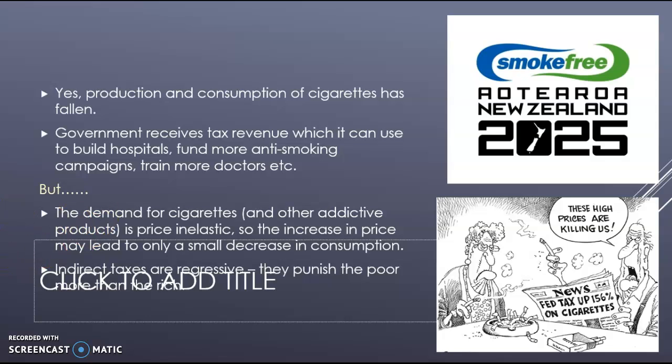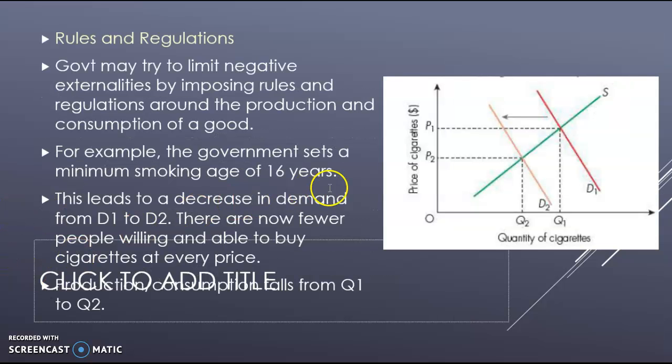Right, now the other way that the government can try to reduce consumption of demerit goods like cigarettes, and in so doing reduce the negative externalities associated with them, is to work on demand. And one way that they can do that is put rules and regulations in place.